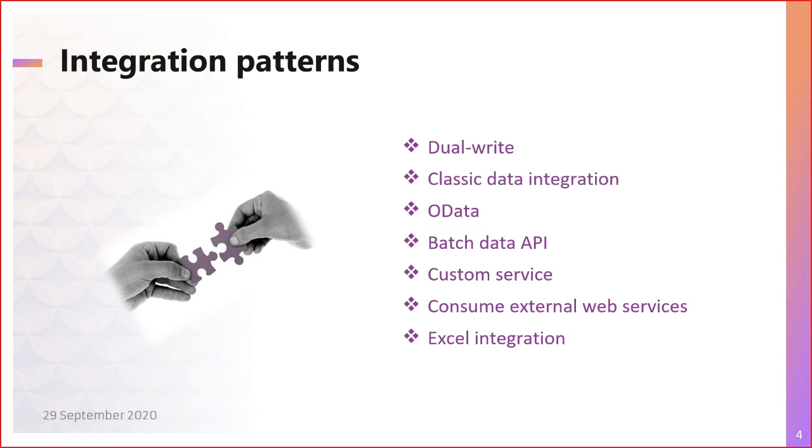Microsoft Dynamics Finance and Operations provides you these seven out-of-the-box integration patterns. The first one is Dual-write. We will go into each option in detail in a couple of minutes. So Dual-write, we have classic data integration, we have OData, which we use for data migration and data integration, and then we have the batch data APIs. Very powerful, out-of-the-box APIs available with finance and operations. You can make calls to import and export data.